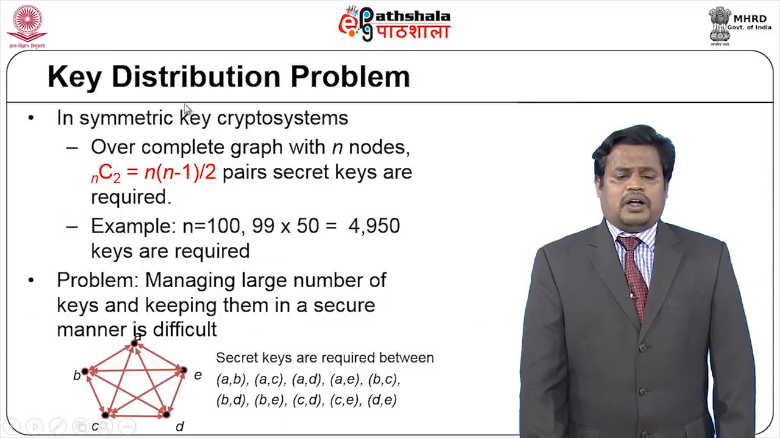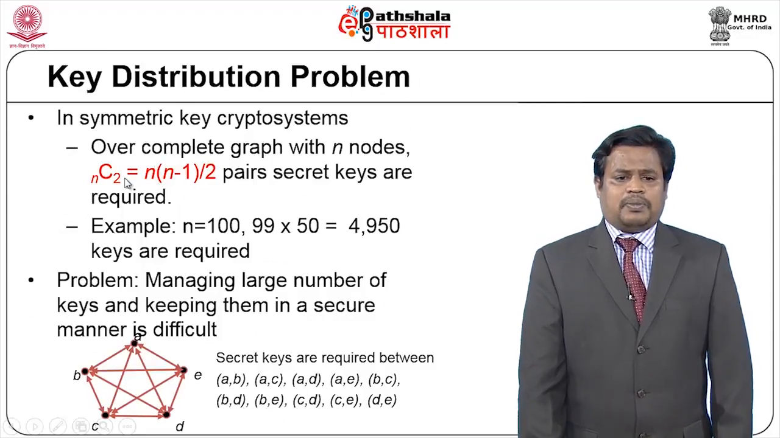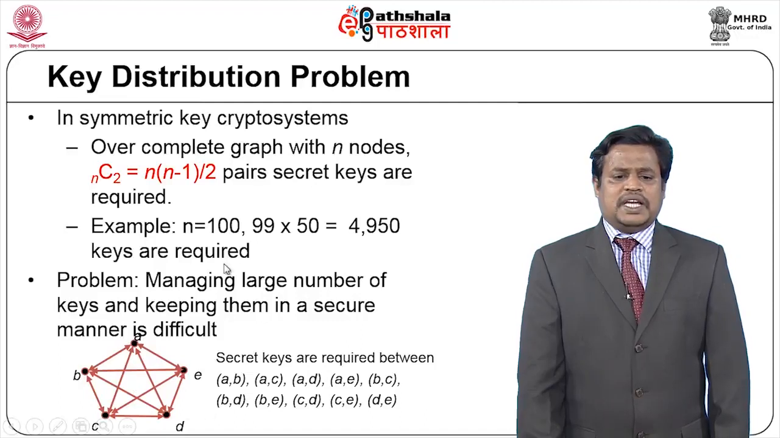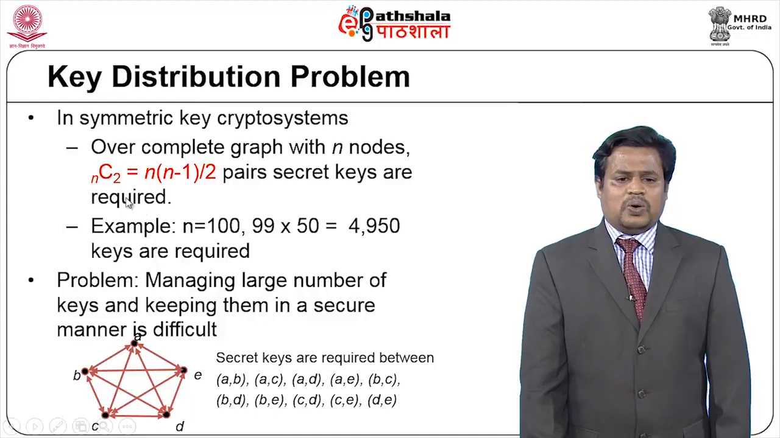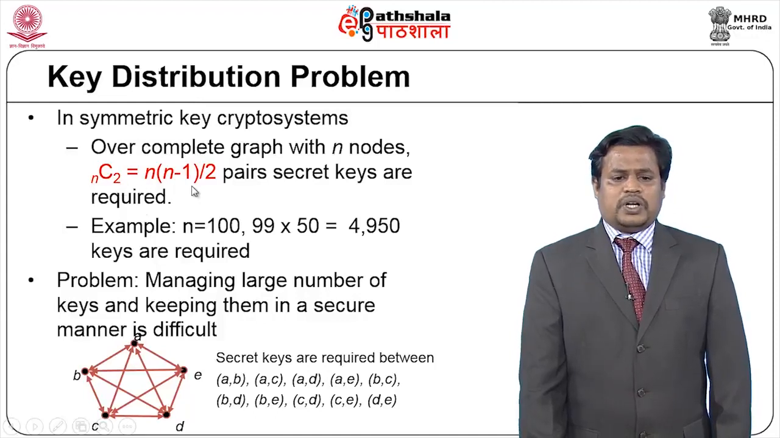In symmetric cryptography, we have discussed the key distribution problem. Looking at this graph, if A wants to share a key with B, C, D, we can understand how many keys need to be shared so that all five members can have a secure connection. That is a complete graph with n nodes. So nC2, which is n times n minus 1 divided by 2 pairwise secret keys, are required for all the people to have a secure connection.